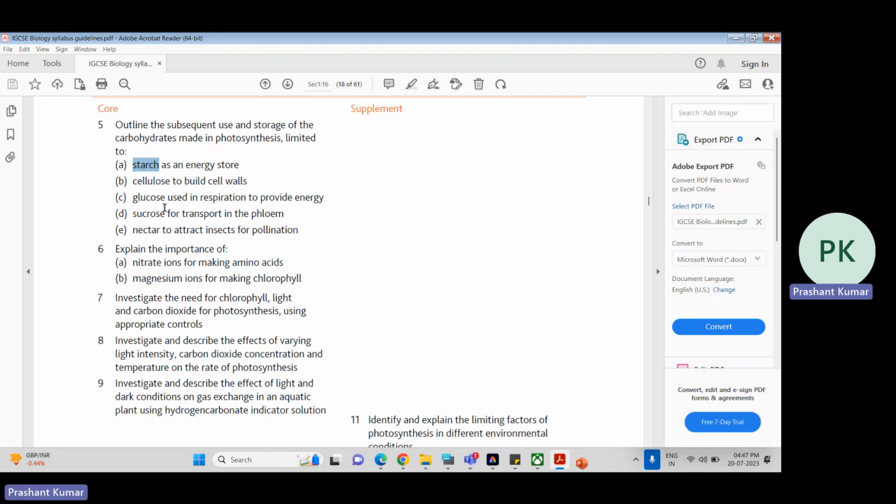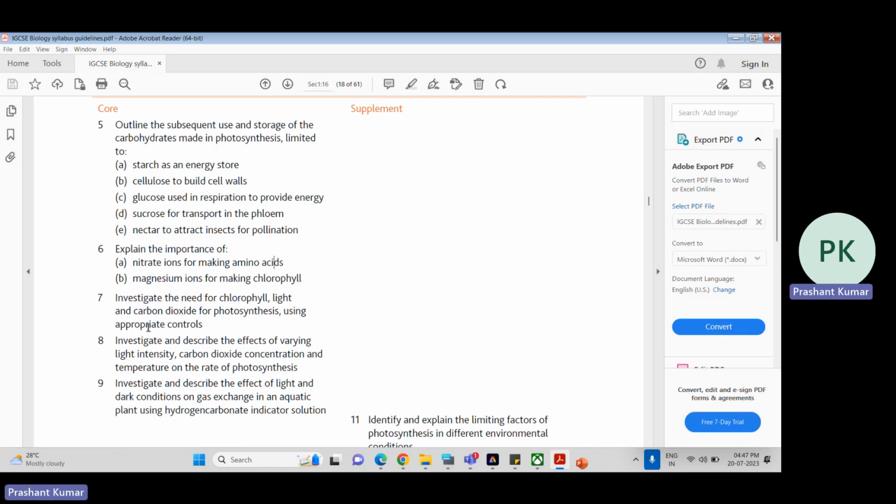We'll talk about glucose, sucrose, and the nectar, which is produced by the plant by the process of photosynthesis. Then we'll talk about the importance of mineral ions, and basically we will talk about two mineral ions, which are nitrate and magnesium ion. We'll see what happens if nitrate ion and magnesium ion are not there in the plant. What sign will the plant give?